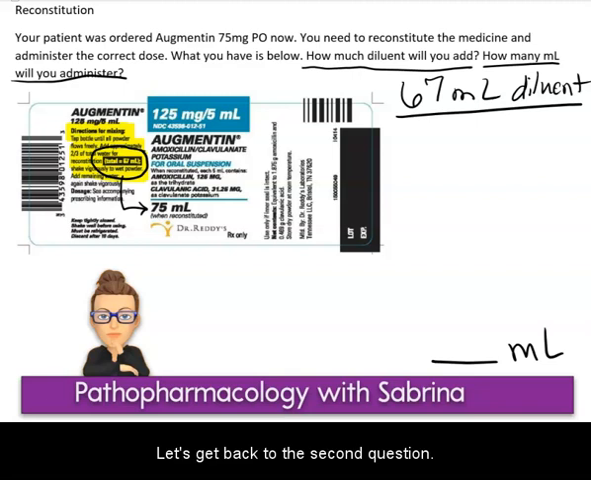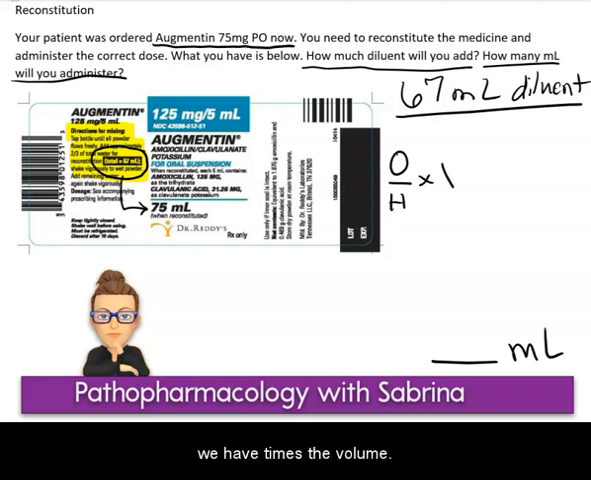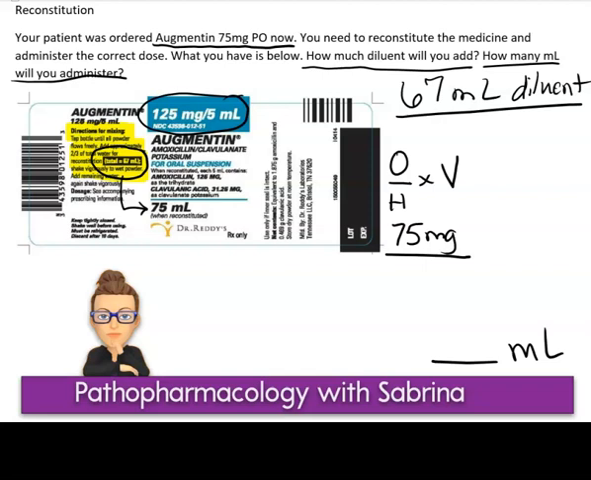Let's get back to the second question. So we were ordered Augmentin 75 milligrams PO now. So our order, remember order over what we have times the volume. Order is 75 milligrams. What we have is 125 milligrams, and our volume is per 5 milliliters.